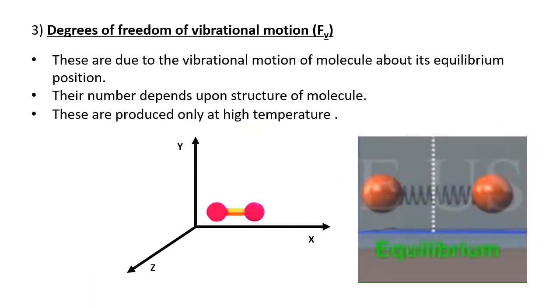Degrees of freedom of vibrational motion, Fv. These are due to the vibrational motion of a molecule about its equilibrium position. Their number depends upon the structure of the molecule and they are present at high temperature.